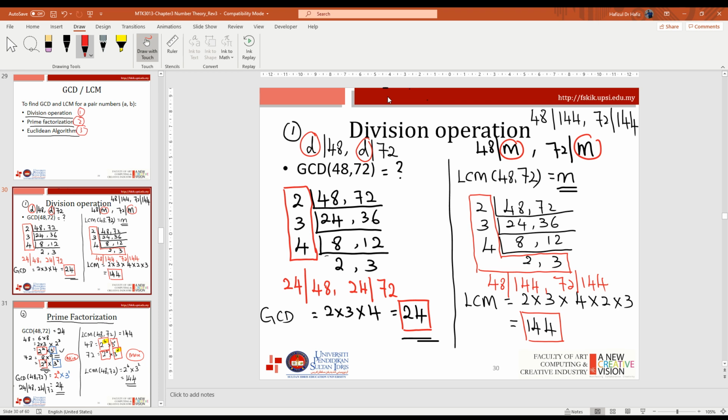Okay, for the LCM, this is the common multiple. We have multiple and divisor. Okay, for the divisor, we choose this one, 2 multiplied by 3 multiplied by 4, and then for the multiple we multiply by 2 multiplied by 3 multiplied by 4 multiplied by 2 multiplied by 3.